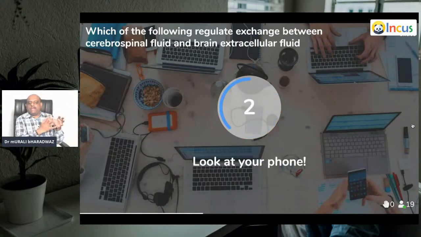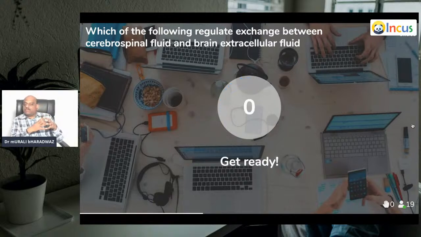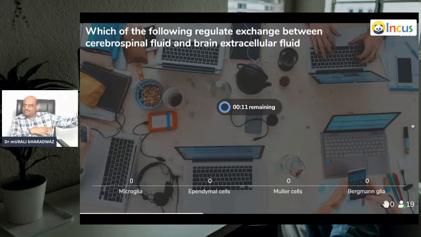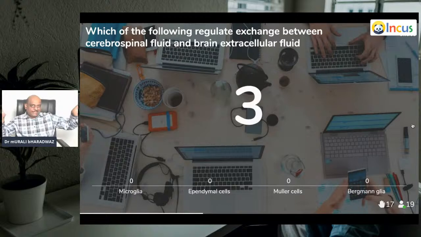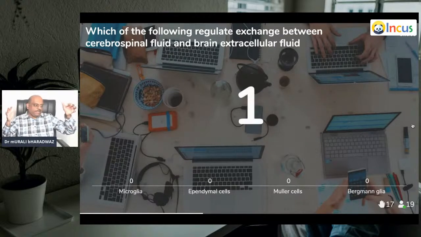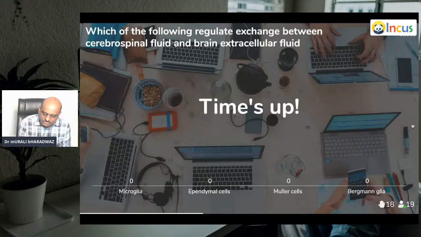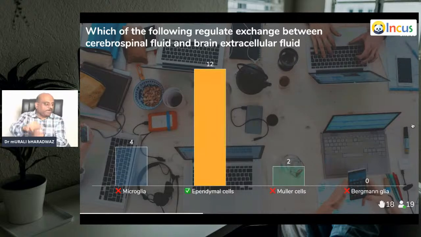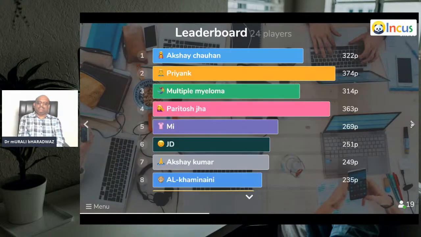Now, doctor. Question number 7. Which of these regulate the exchange between CSF and the ECF in the brain? Between the two, which will regulate the exchange is a very, very important question. Ependymal cells are the ones which are responsible for the exchange, is what you need to understand.